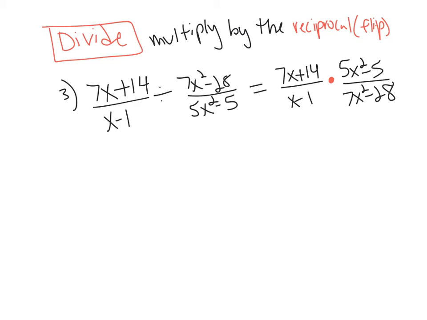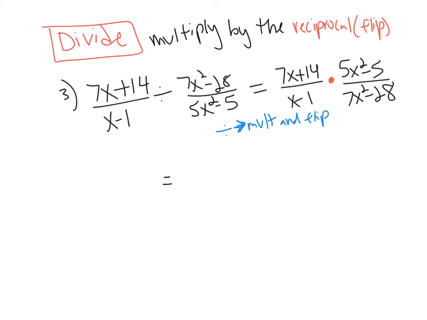So again, why did we do this? We did this because division means to multiply and flip. Multiply and flip. So let's see if we can simplify.